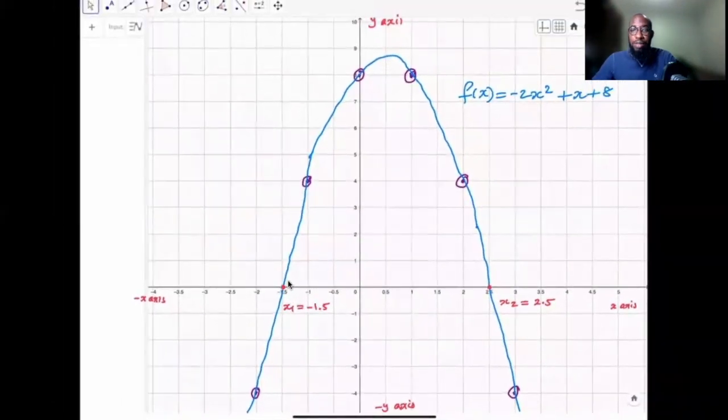On somebody else's graph, they might have something else like negative 1.6 or negative 1.7, or they might have 2.4 or 2.6. So you will still get it correct based on your graph. If your graph is bulging out all over, draw your graph a little better. So this is my answer: x1 is negative 1.5 and x2 is 2.5.